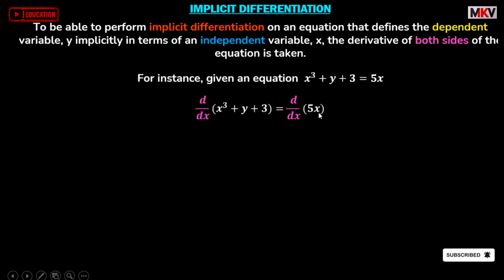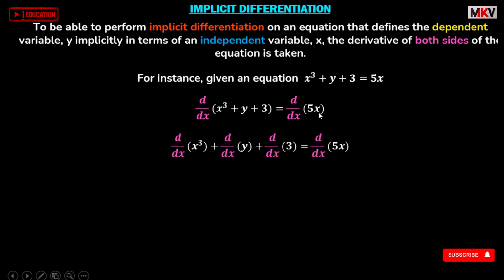Now on the left side, you're supposed to break all the terms and differentiate them separately. If we had the same for the right side, we would do the same for it. So if you have more than one term on each side of the function, you break them, then differentiate them separately. So we differentiate x cubed, differentiate y, then differentiate 3. Then on the right side, differentiate 5x.